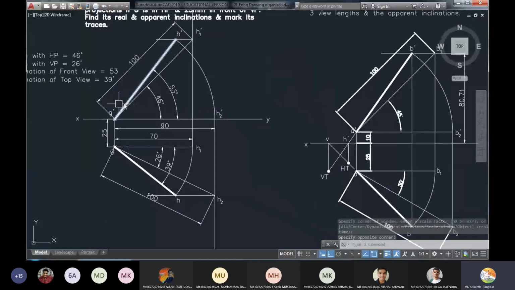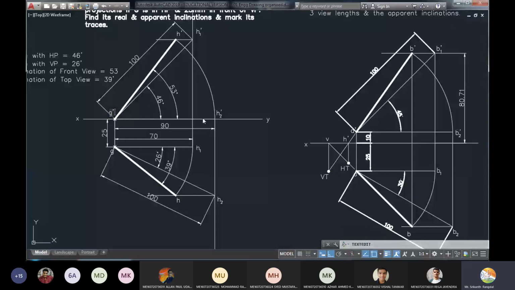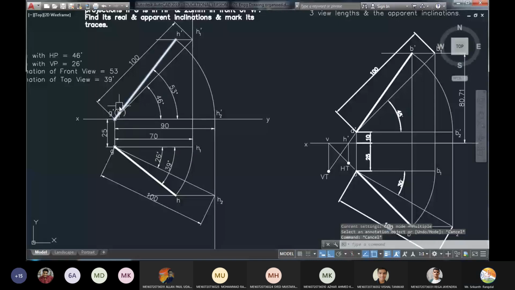Where is the horizontal trace? H dash will be here. H dash will be at the same place as G dash. Both these points will overlap. But where is HT? Where is the horizontal trace? Common sense. Extension of GH onto the XY line.